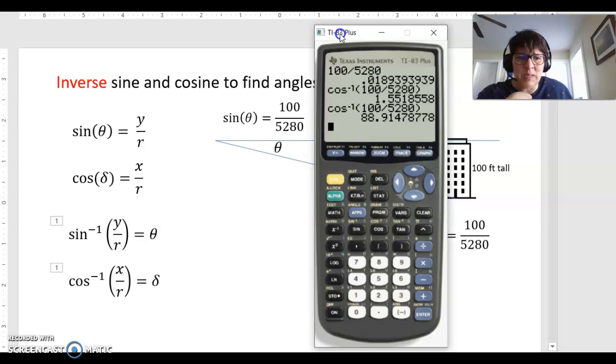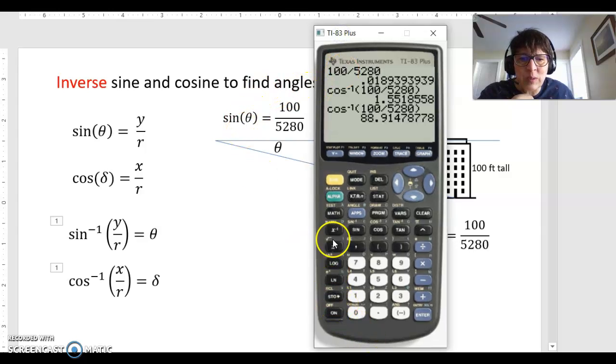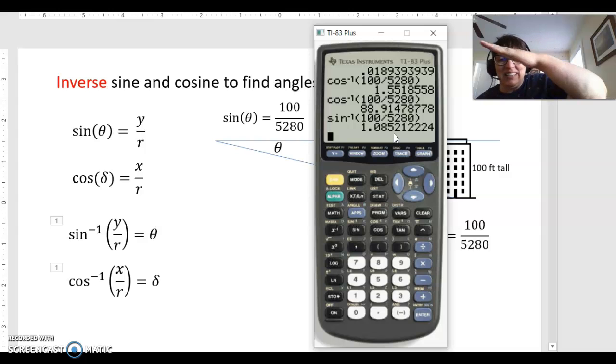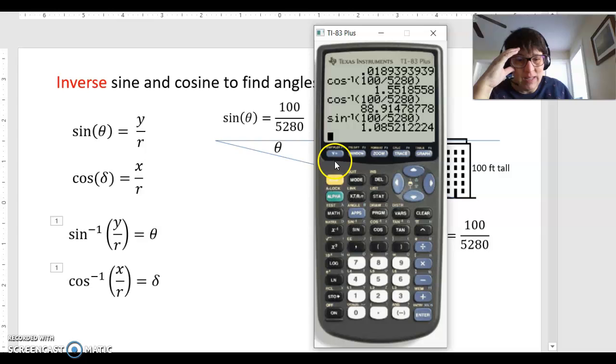So let's see what happens right here. We do sine inverse. So second sine inverse of 100 divided by 5280. Enter. 1.85, so about 1.09 degrees. Okay, so we're talking itty bitty. So you don't have a very steep angle at all. So if you're going to go a mile before you see the top of the building.